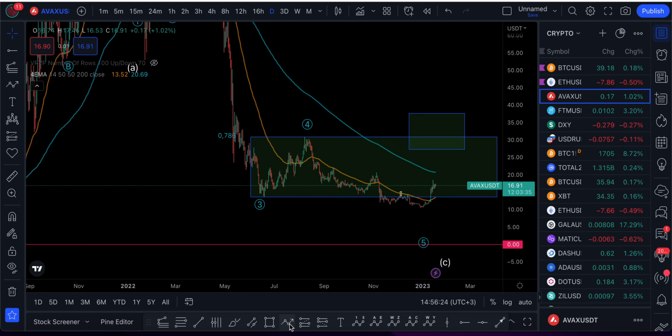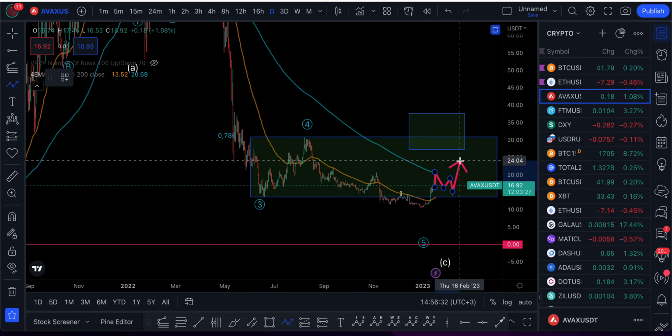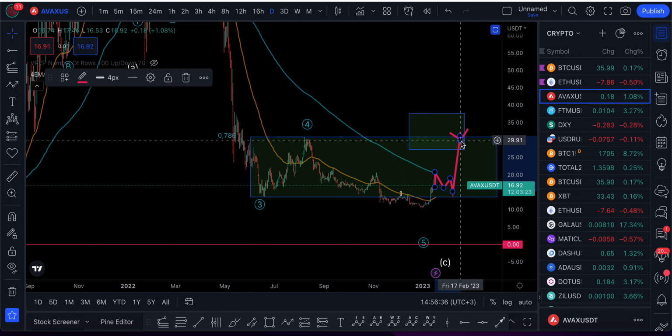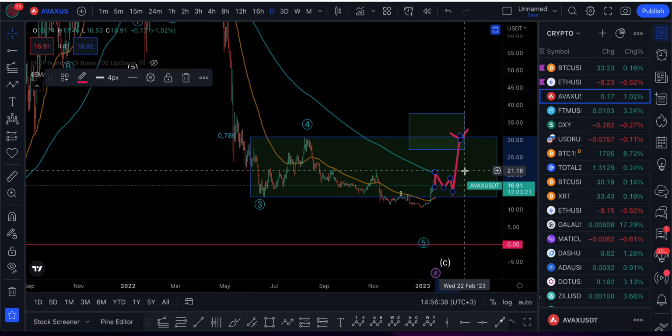So for AVAX, we might push higher to the 200 EMA, get rejected, maybe have some pullback, and then we'll be buying to target the upper bound of the range. Okay.